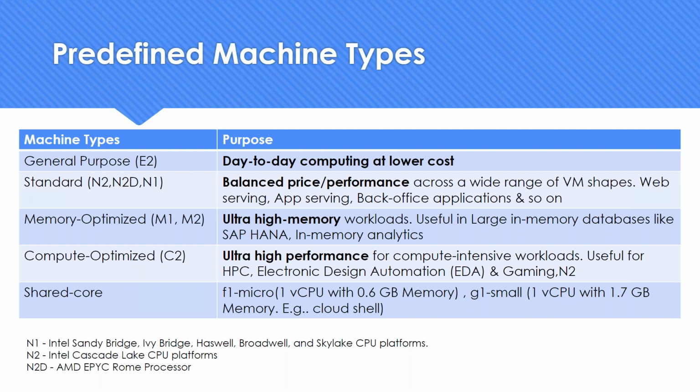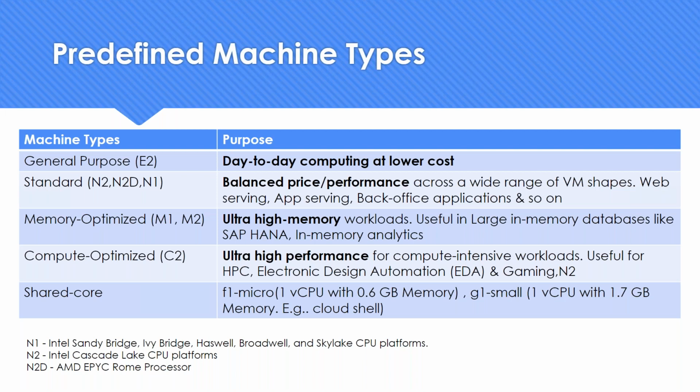As I mentioned, you get it in different processors. Intel N1 is usually Intel Sandy Bridge, Skylake, Broadwell, all those things. Intel N2 series are basically Cascade Lake. Intel Cascade Lake is the processor, and you also get AMD processors.